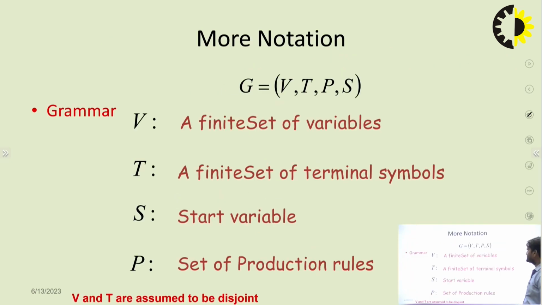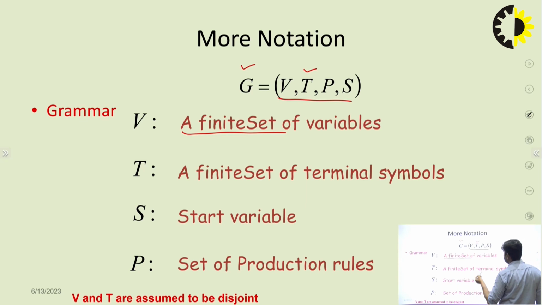Now more notation about the grammar. A grammar is defined as a 5-tuple. V is the set of variables, a finite set of variables. T is a finite set of terminals. S is the start symbol. P is the production rules given in a grammar.